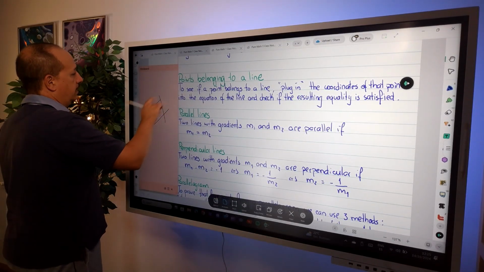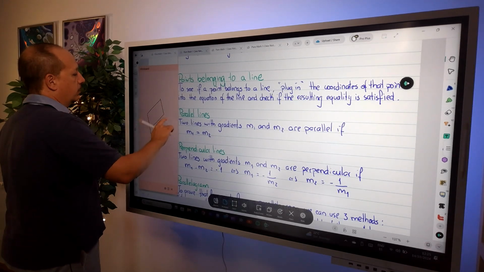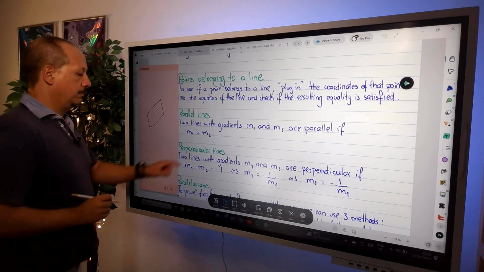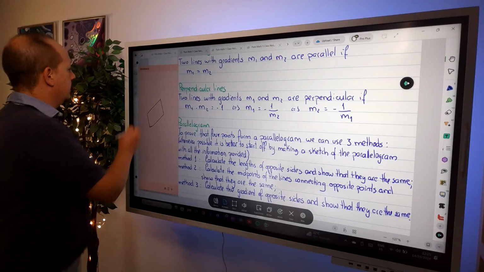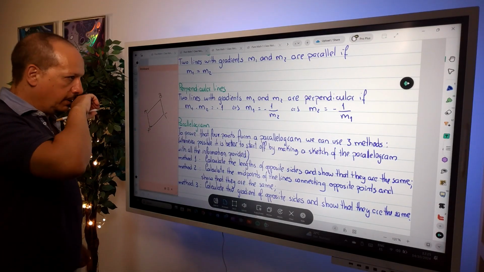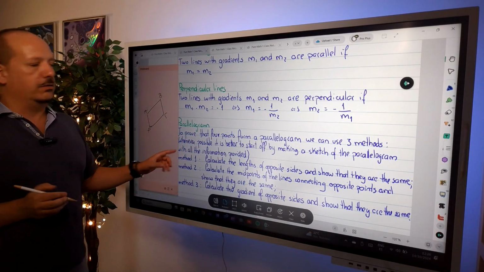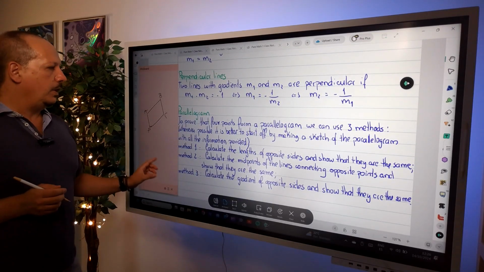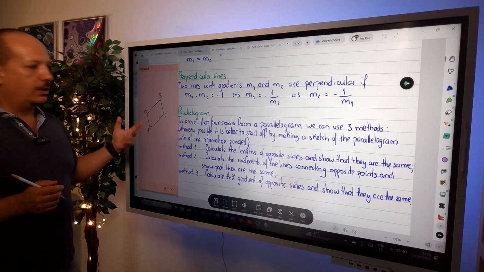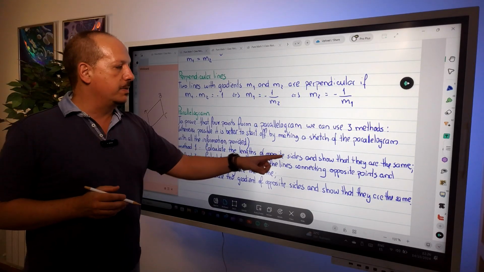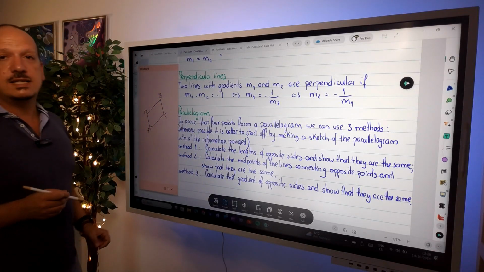Okay, so let's say that you have this parallelogram. How do you prove that 4 points A, B, C, and D form a parallelogram? You have several ways. You first need the information about the coordinates of the points. In the first method, you just calculate the lengths of opposite sides and show that they are the same.